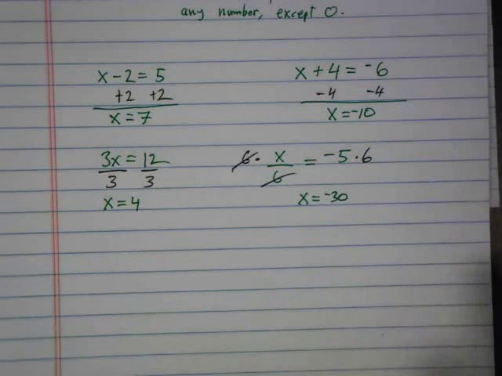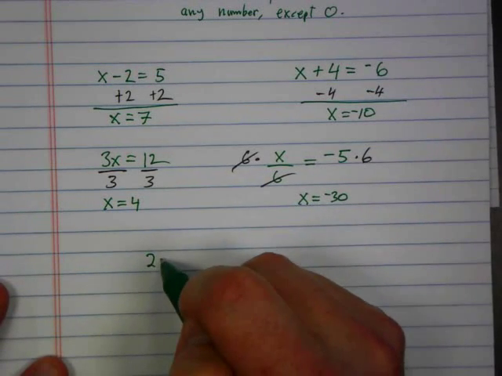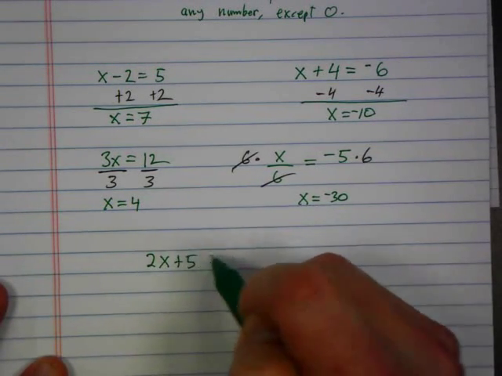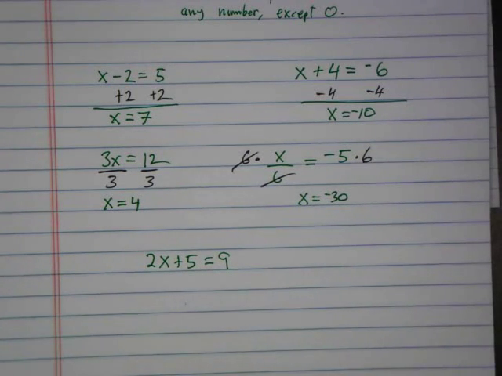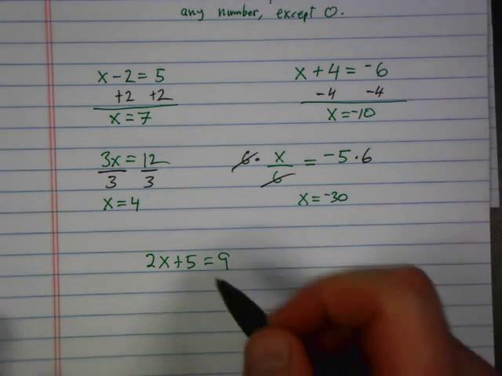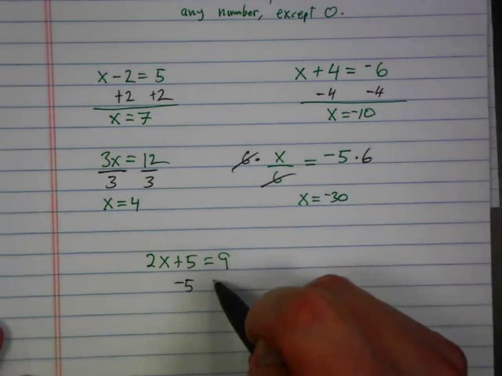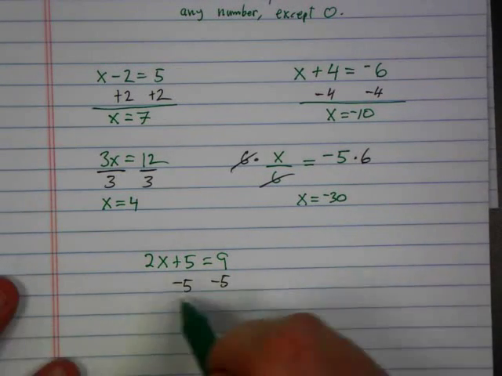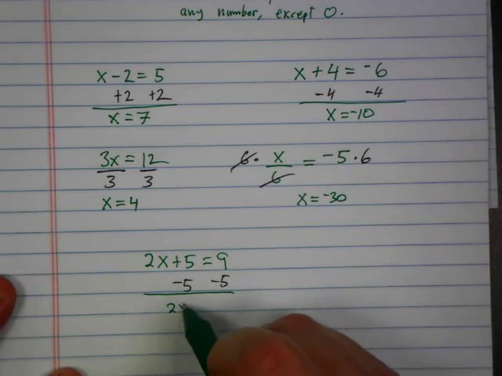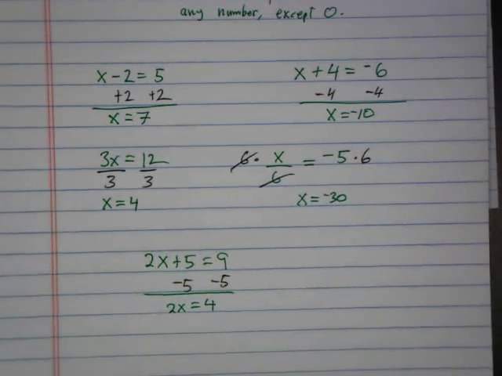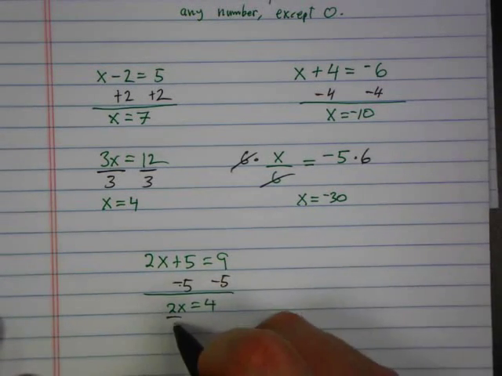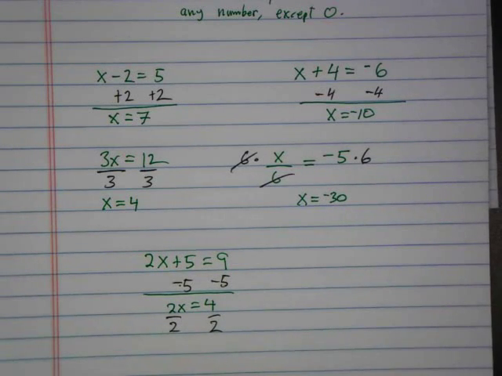Okay, how about this one I had written up here a few minutes ago? 2x plus 5 equals 9. Usually we do the adding and subtracting first. That's absolutely right. So we see that we have a plus 5. We get rid of the plus 5 by doing a minus 5. 2x is 4. And then you divide because that's a multiply. To get rid of a multiply, you do a divide. X is 2.